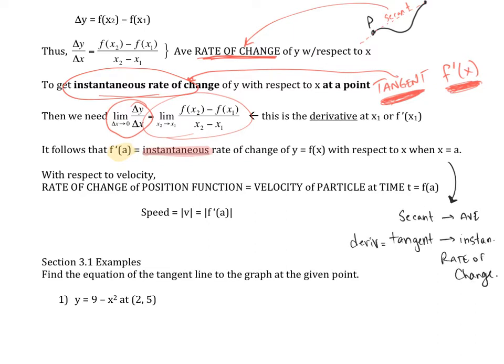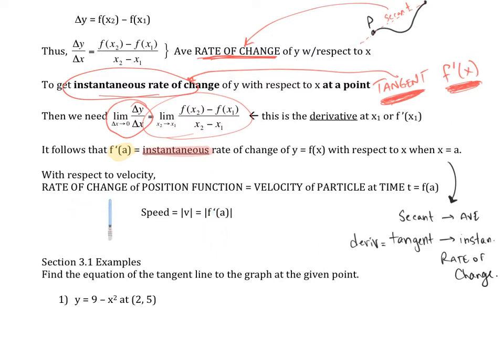All right. So that is how all of this is related. Now one more thing to make sure you're aware of. When we talk about velocity, the rate of change of the position function is equal to the velocity of the particle at time t. So the rate of change is that velocity at time t, f prime of a. When I talk about speed, that's the absolute value of the velocity. The speed would be the absolute value of that derivative.